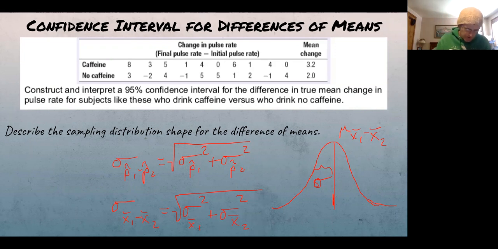I'm going to erase this right here. Let's first remember, what is the standard deviation of means? This is in your formula sheet. Basically, it's S divided by the square root of N. If I want to get the variance of this, I square both sides. So the variance of a sampling distribution of means is going to be S squared over N.